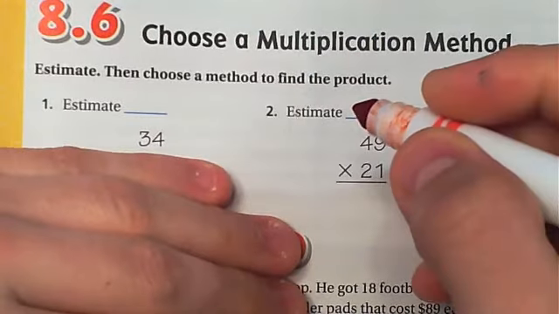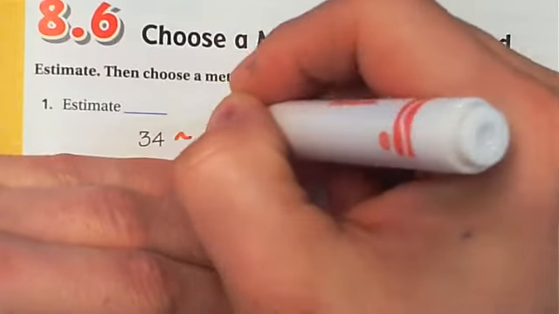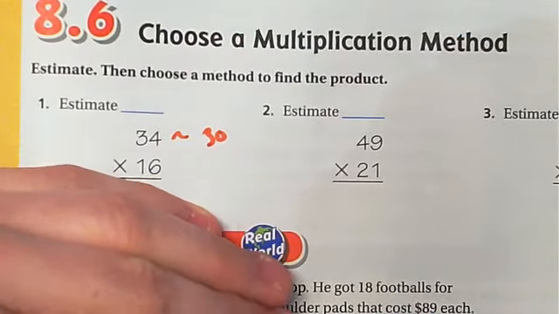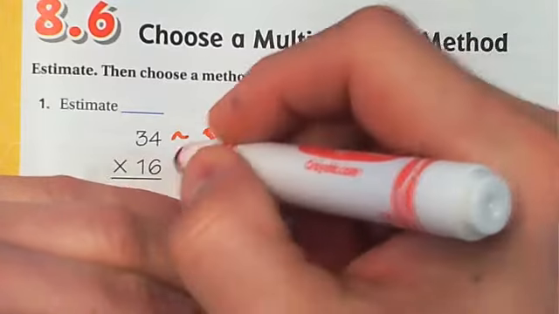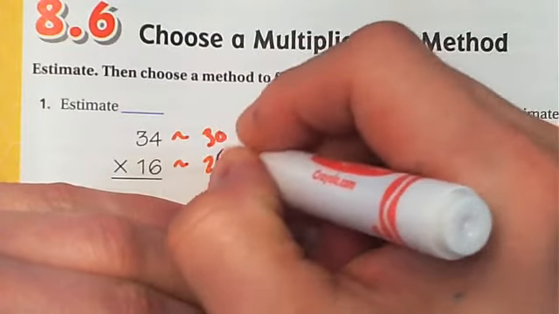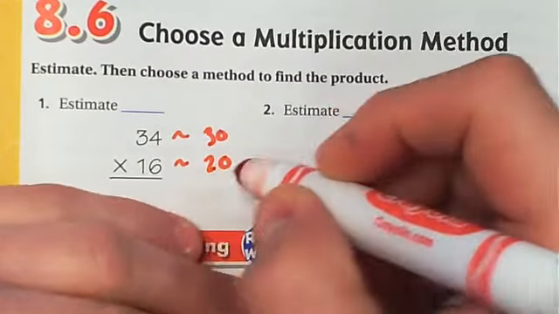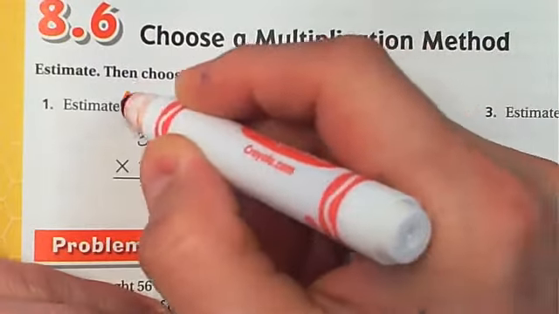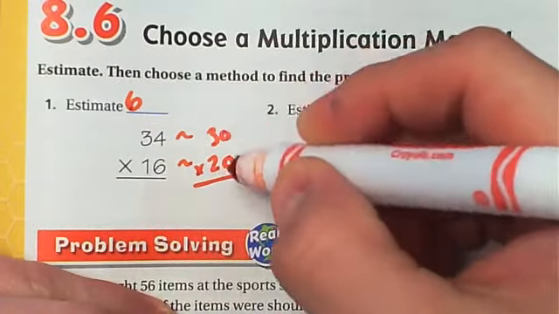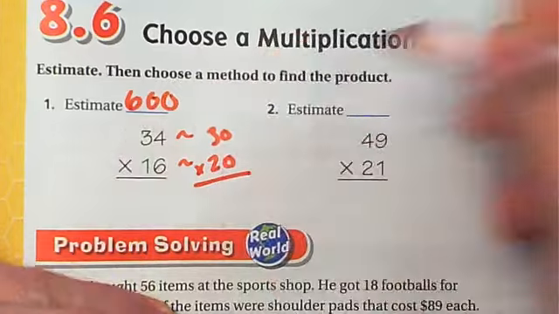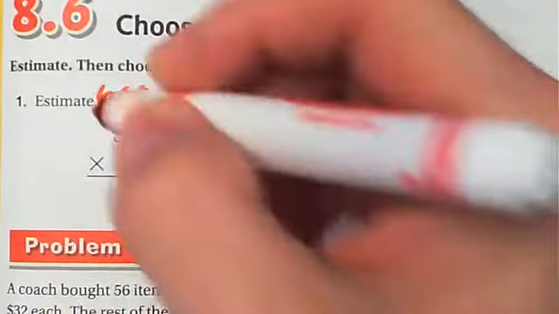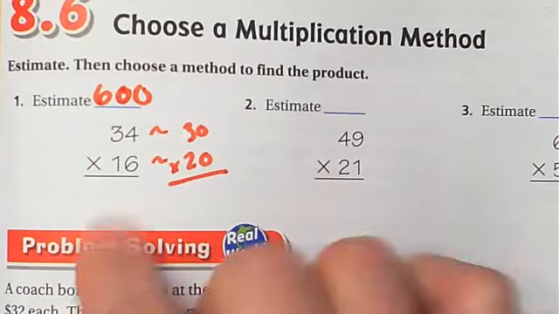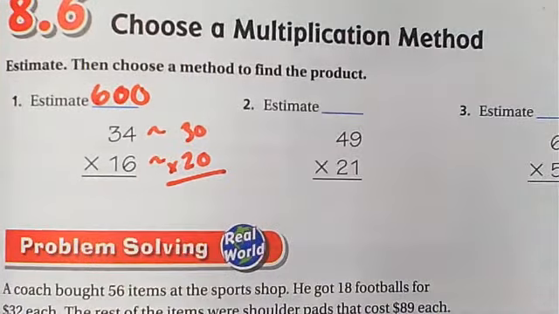If I estimate these, just look at 34. That either rounds to 30 or 40. Well, that should round to 30. 16 either rounds to 10 or 20. Well, since it's got a 6, that rounds to 20. So for my estimation, all I have to do is 3 times 2, which is 6, add my 2 zeros. So my answer should be really close to 600. Okay, pretty close to 600.